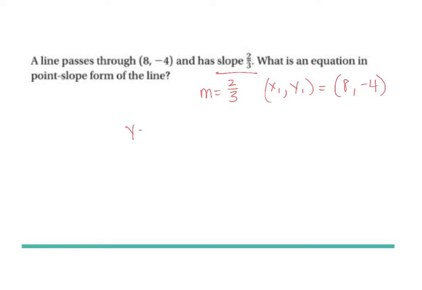So it's going to be y minus y1 equals m times x minus x1. Point slope form of this line: y minus what? What's my y1? -4 equals m. What's my m? 2/3 times x minus 8.